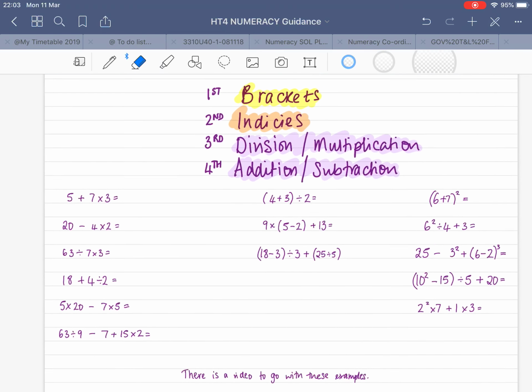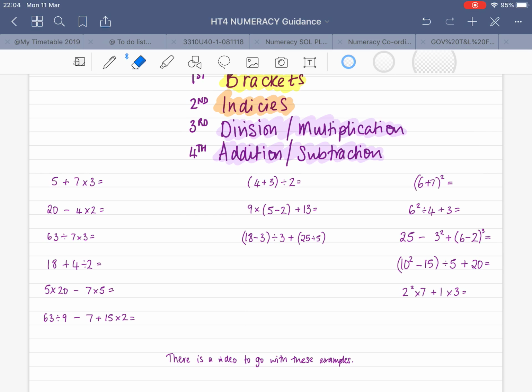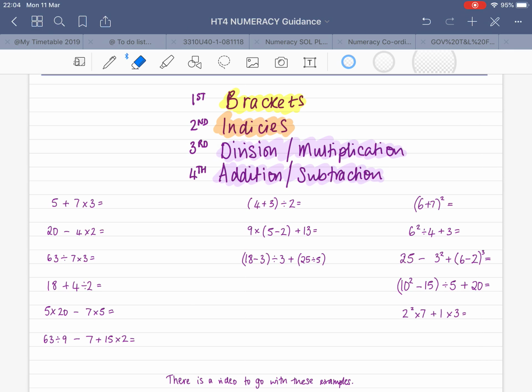So the examples here on the left hand side of the page are for year 7. BIDMAS tells us that multiplication must be done before any addition. So 7 threes being 21, I have 5 plus 21, which is 26. 4 twos are 8, which must be completed before we do any addition or subtraction. 20 take away 8 makes 12.